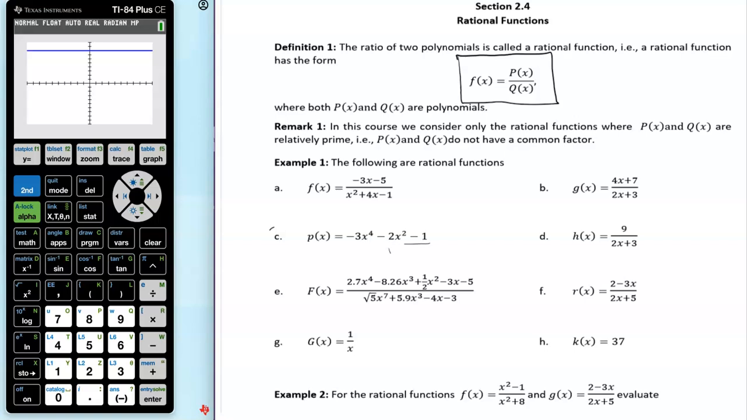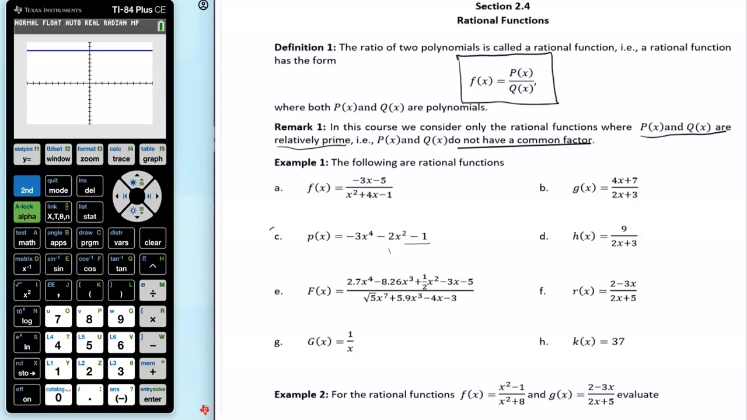Now we can look at various types of rational functions, but in this course we are only going to consider rational functions where p of x and q of x are relatively prime, meaning they do not have any common factors. Taking a look at example 1, we have 8 examples of rational functions. Most of them take the form that you would expect. Note that A and B have a simple polynomial, a linear in this case, on part A over quadratic. And on part B, we have a linear polynomial over a linear polynomial.